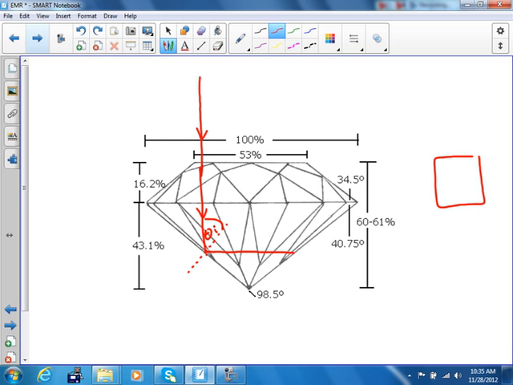Well, now it strikes this boundary. If it exceeds the critical angle again, then it's going to reflect. If it doesn't exceed the critical angle, then it's going to refract. Well, we want it to exceed the critical angle. If this diamond is cut properly, then it will exceed the critical angle, and it's going to reflect again, and it's going to come back out here.